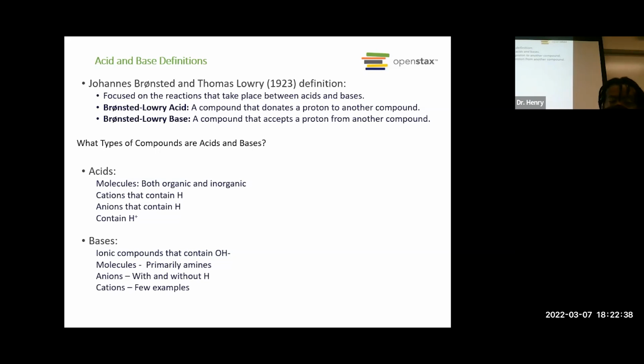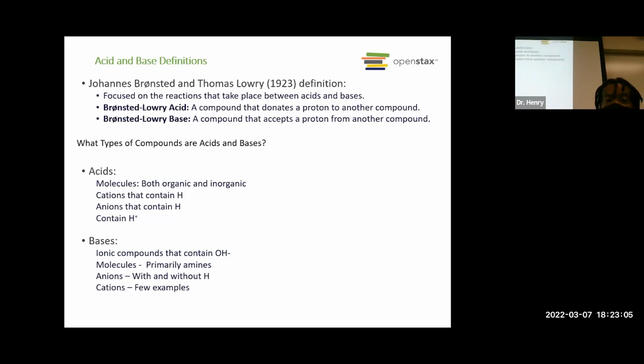So, as you guys may already know, acids can be both organic and inorganic. Sometimes they're going to be cations that have H. Sometimes they're going to be anions that have H. Just the fact that they're able to get rid of that H, right? And I'll give you an example of that here in a second. And they contain H+.